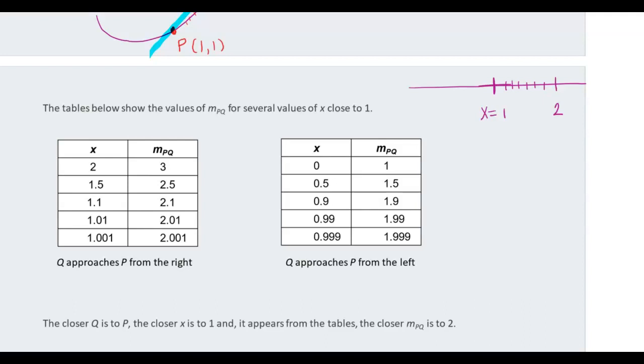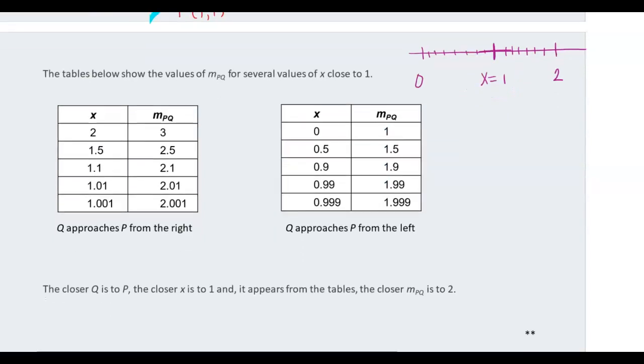Similarly, if I look at the table on the right, I'm going from the left-hand side. I'm starting at x equals 0, and I'm choosing points that are closer and closer to 1, approaching from the right. And again, we're looking at the slope between those 2 points. When x equals 0 and x equals 1, the slope between those 2 points is going to give us 1, and so forth. Looking at this from both sides, I feel comfortable concluding that the slope is approaching 2.